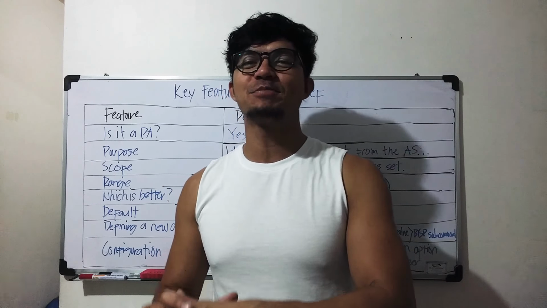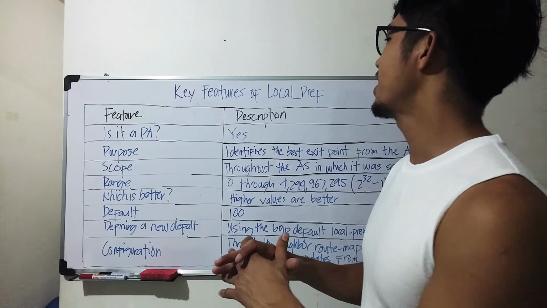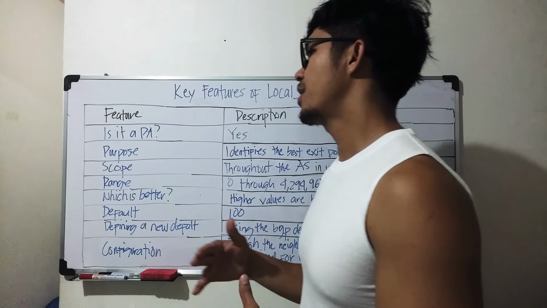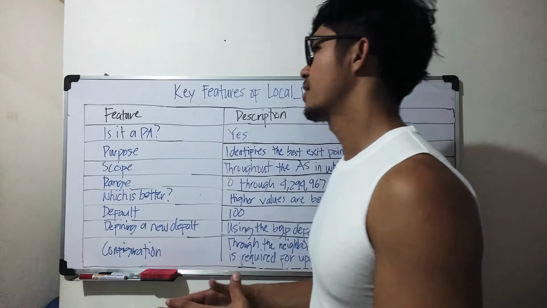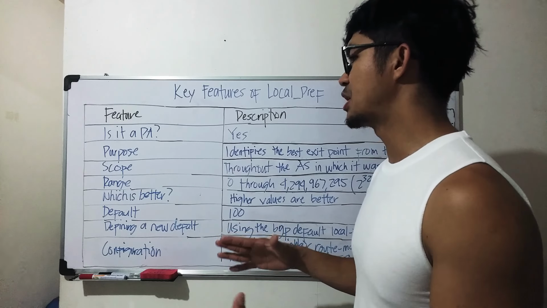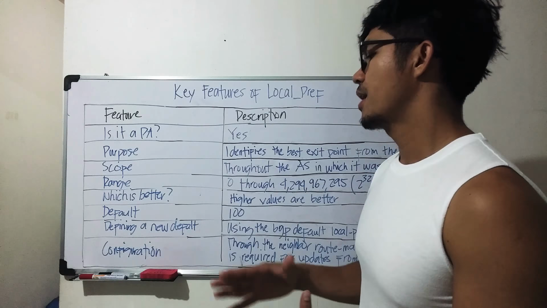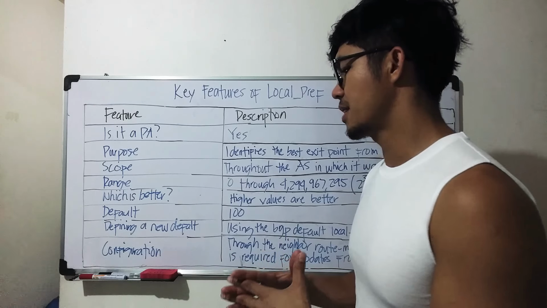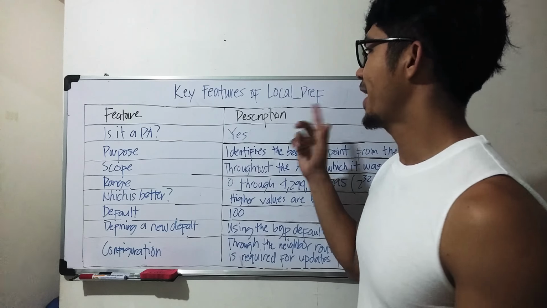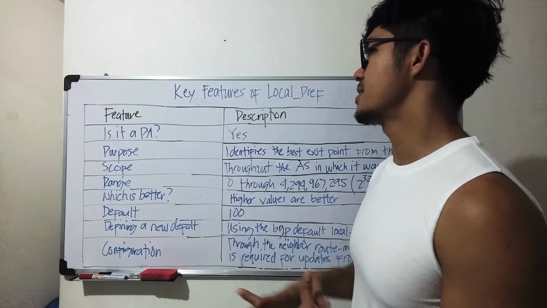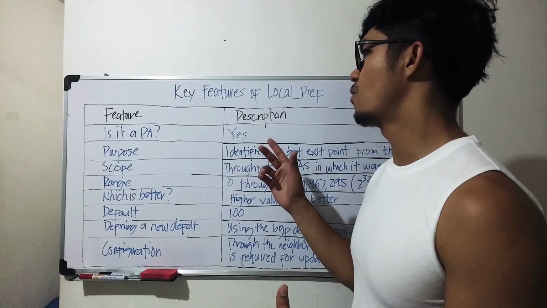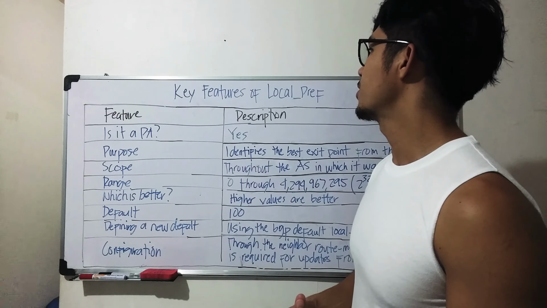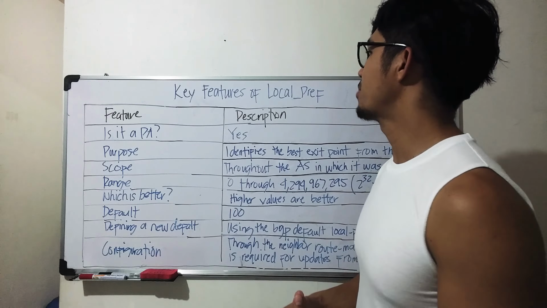In this video, I'm gonna talk about key features of local pref. So if you are trying to memorize all the BGP path attributes and you are using the mnemonic that I talked about in the previous video, L is the L in WALA or WLLA, right? So that L is for local pref.